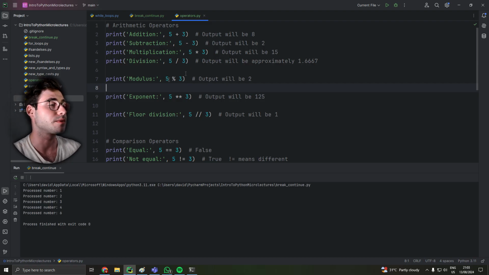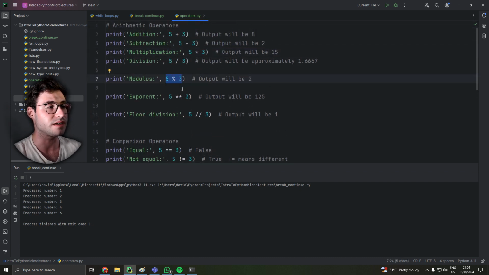Let's start with the most useful ones. We of course have the basic math operators. So we have addition, subtraction, multiplication, division, and so on. Let's just keep in mind that for multiplication we use the asterisk symbol, and for division we use the backslash symbol. Then we have modulus.